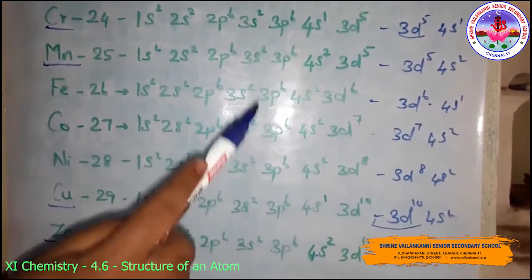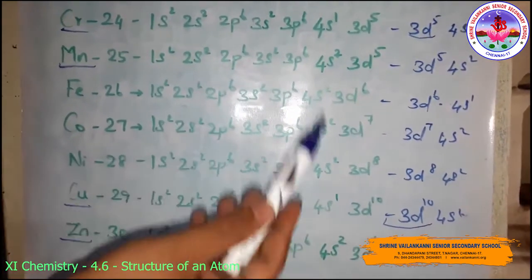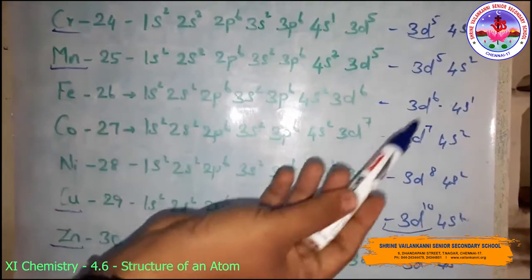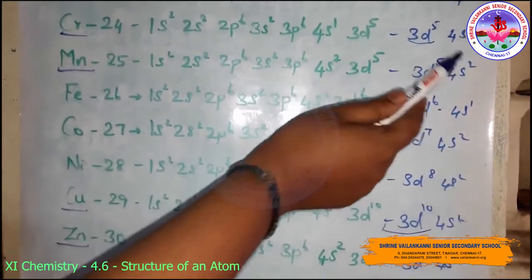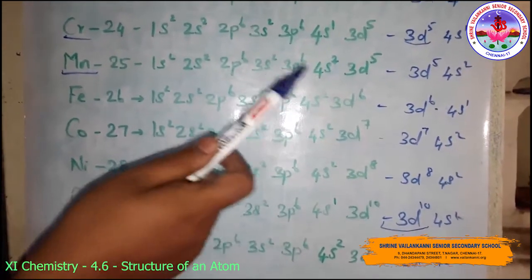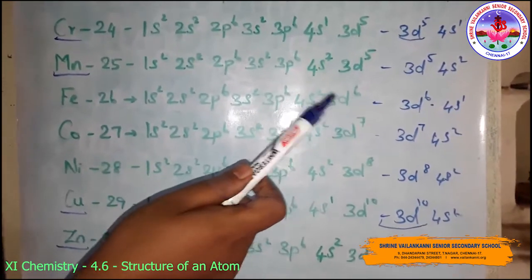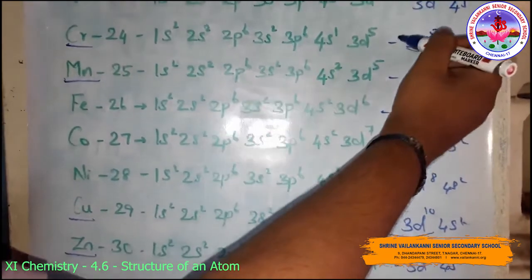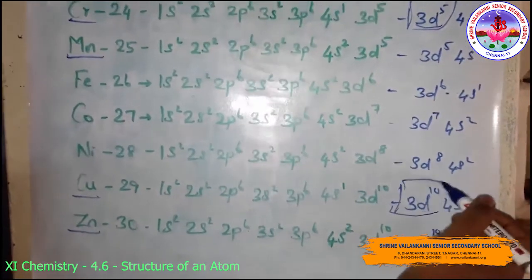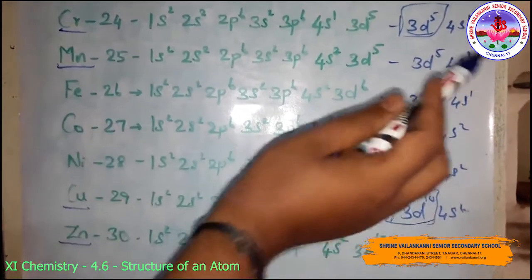Here the 3d orbital, that is the 3d orbital rather than the 4s, their position would indicate with the 2 electrons in the 4s orbital. Look at this, the 4s orbital. This is the reason the fully filled orbitals and half filled orbitals have extra stability. That means this is half filled and this is fully filled. So they attain the extra stability.